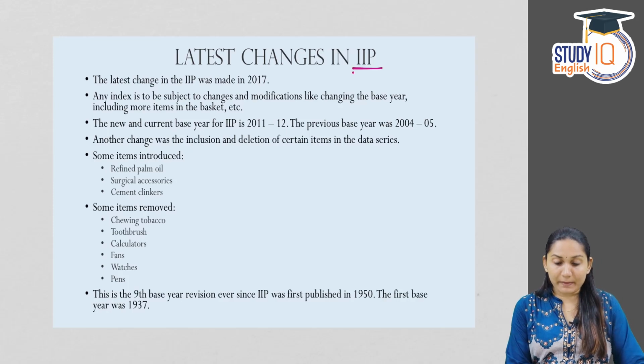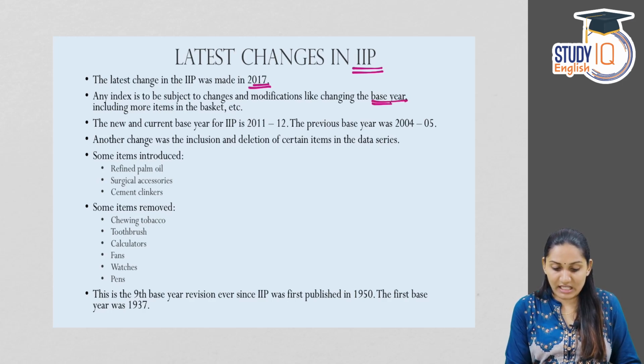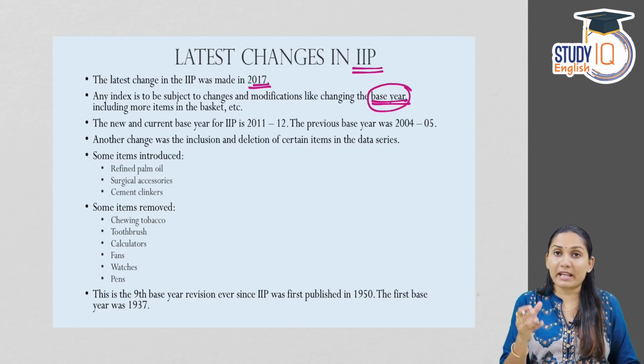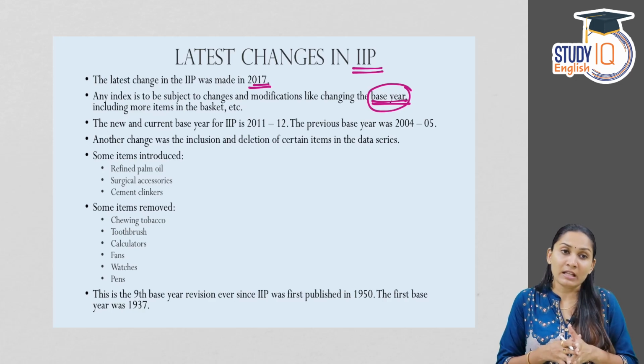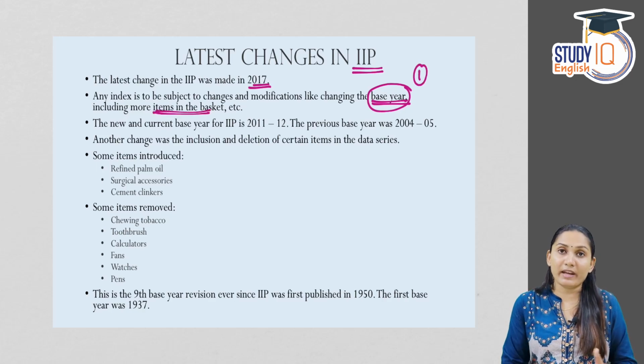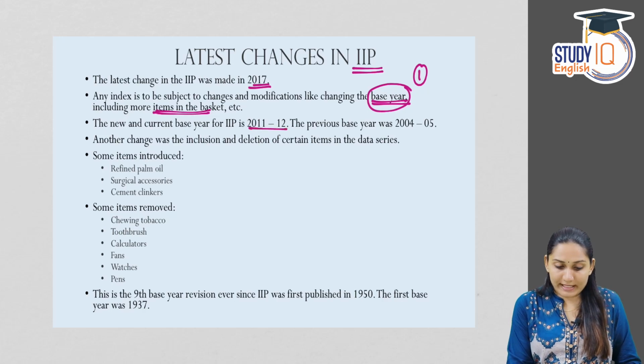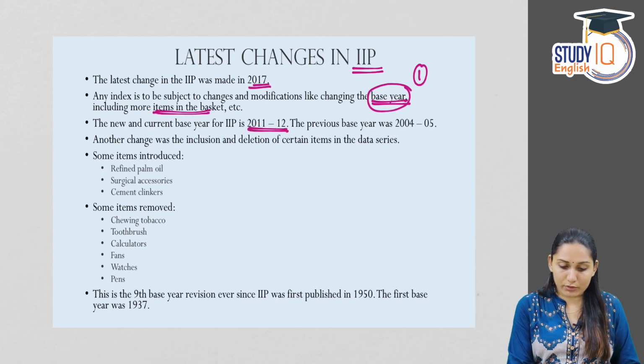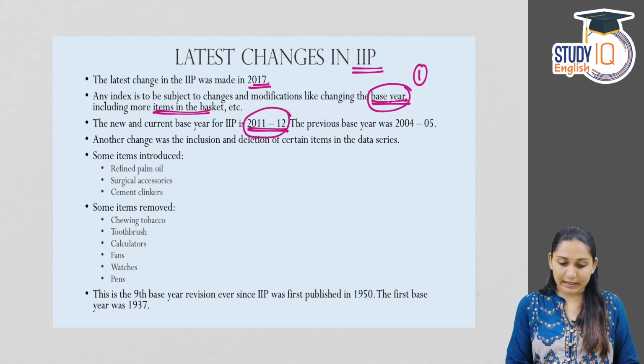Now coming to the latest changes made in IIP. In 2017, these changes were adopted. Any index is subject to changes and modifications like changing the base year, including more items in the basket, etc. Base year was changed, and the base year is the year with which the comparison is made. The present year's or present month's comparison is made with that of the base year. So the first one is that the base year was changed, and the second is that more items were included in the basket. The new and current base year for IIP is the 2011-12 financial year. The previous base year was 2004-05.